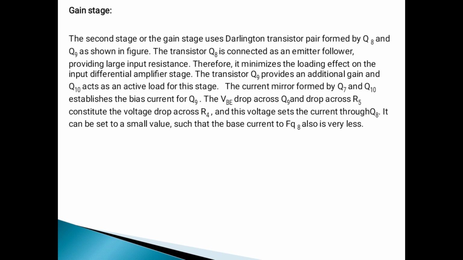The current mirror formed by Q7 and Q7 establishes the bias current of Q9. The VBE drop across Q9 and the drop across R5 constitute the voltage drop across R4, and this voltage sets the current to Q8, and it can be set to be a small value.